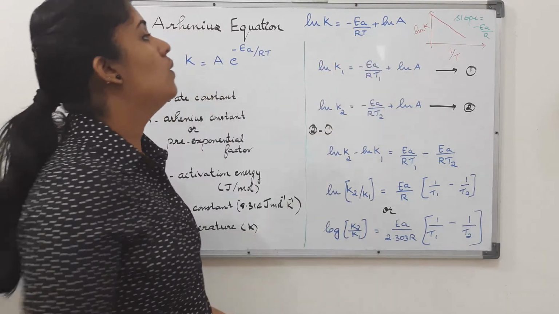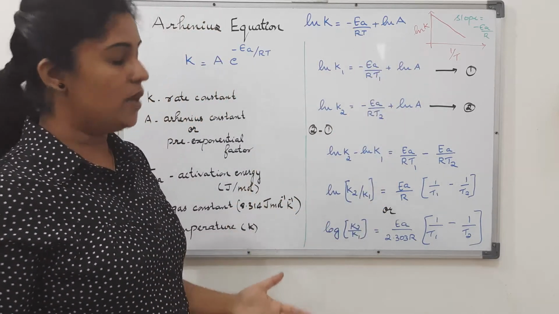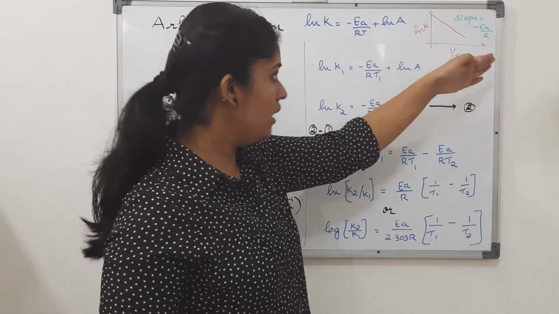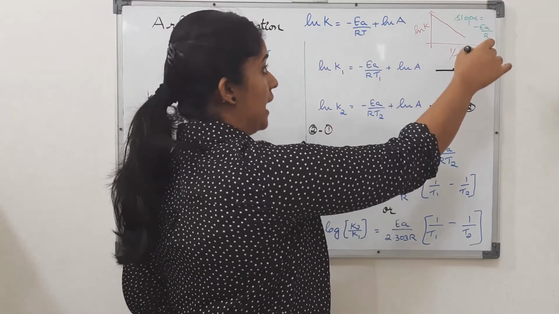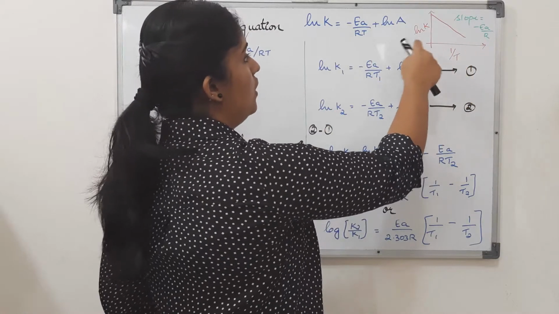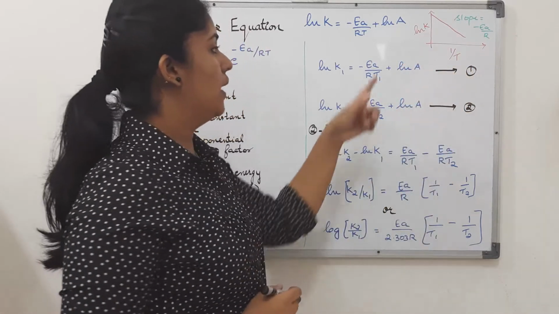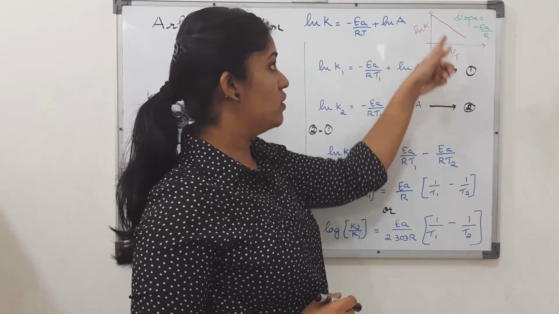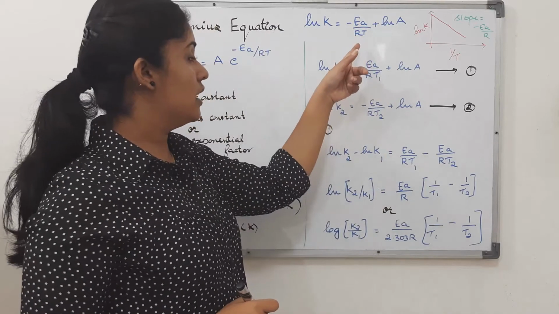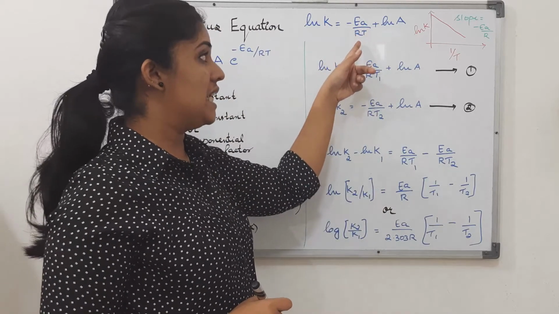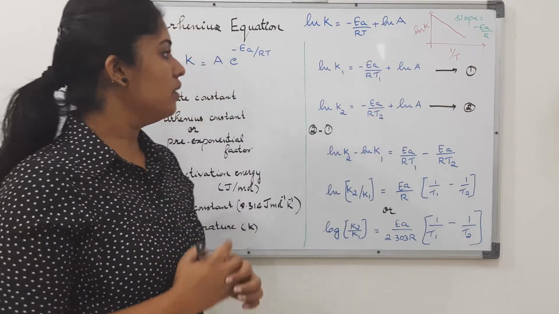Okay. Now this equation has the form y equal to mx plus c, which is the equation for a straight line. So I can plot this equation as a straight line for a graph between ln K being y and 1 by T being the x. So when I have 1 by T versus ln K graph, it will be a straight line that is declining, because the slope of this graph from the equation is minus EA by R, and the intercept of this graph is ln A. Okay.